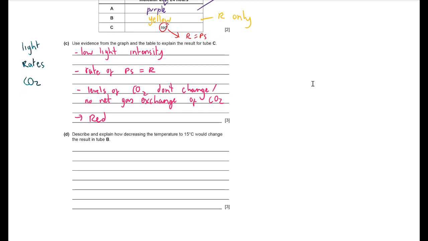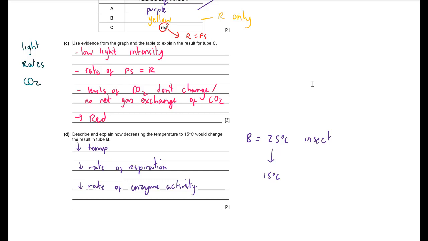Another little tricky part. Describe and explain how decreasing the temperature to 15 degrees would change the result in test tube B. So in B, it was 25 degrees C with the insect. Now, if you decrease it to 15 degrees C, decreasing the temperature will decrease the rate of respiration. And that's because respiration and photosynthesis use enzymes, so it decreases the rate of enzyme activity, because enzymes will work at different rates at different temperatures. So the test tube would still go yellow, but it would change more slowly.